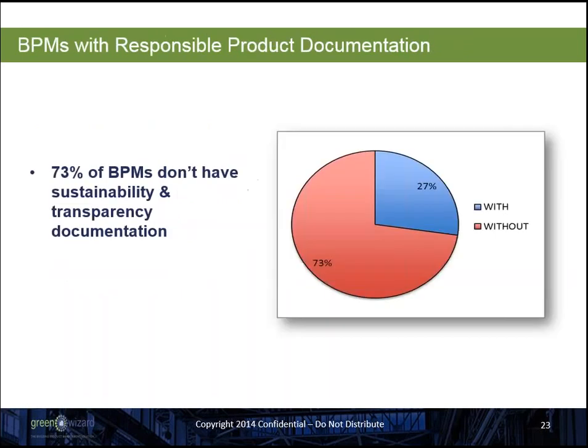Next slide, please. So the opportunity at GreenWizard is that currently only 27% of building product manufacturers have responsible product certifications, labels, and declarations listed on our site, but they're being selected for projects and libraries better than 50% of the time.